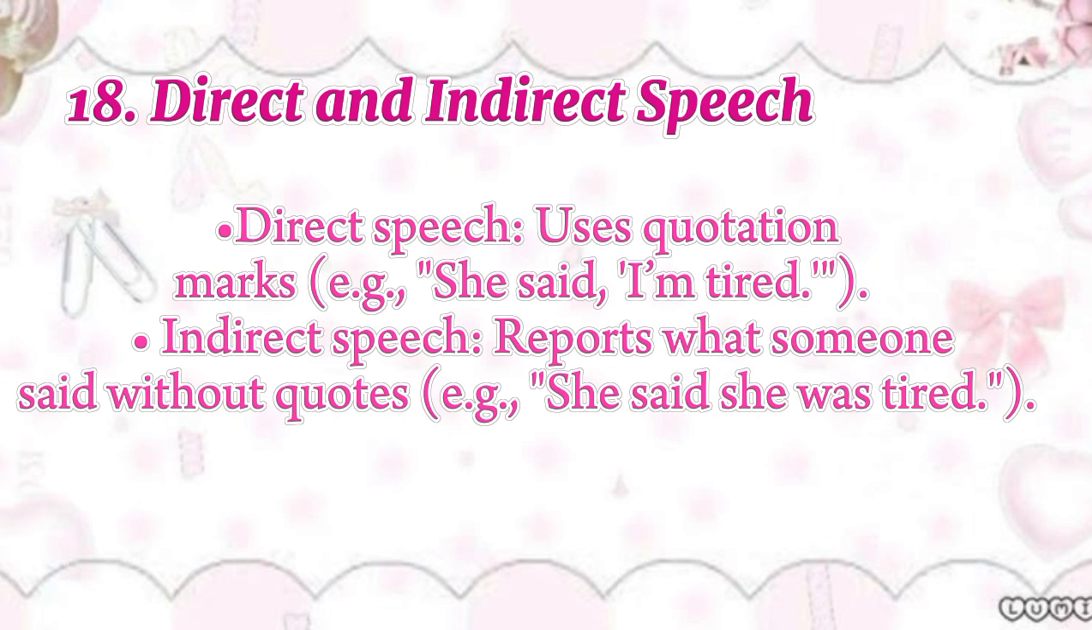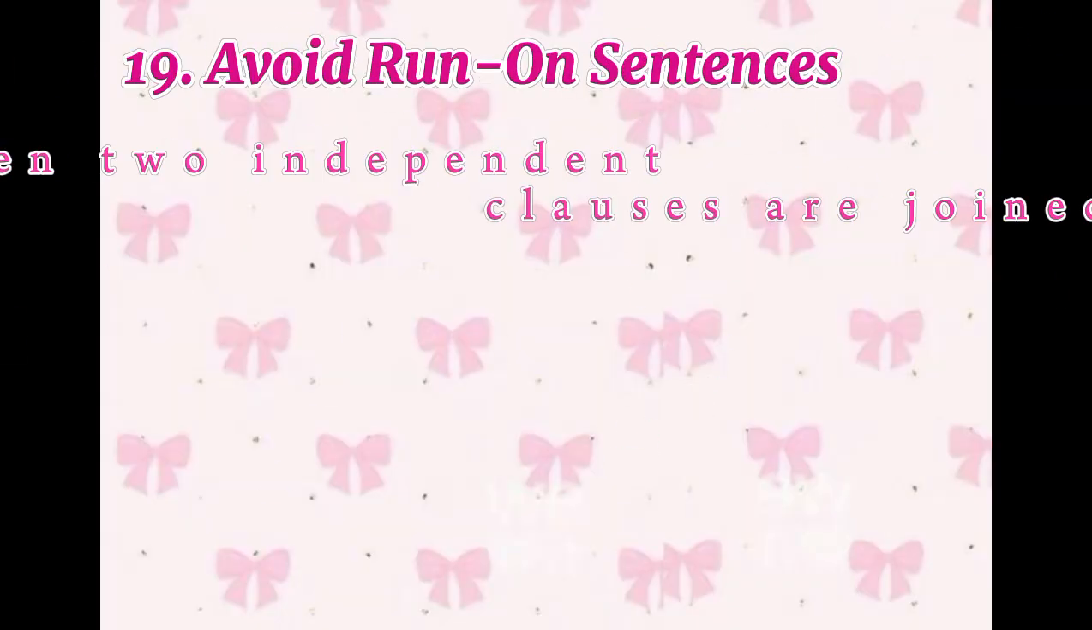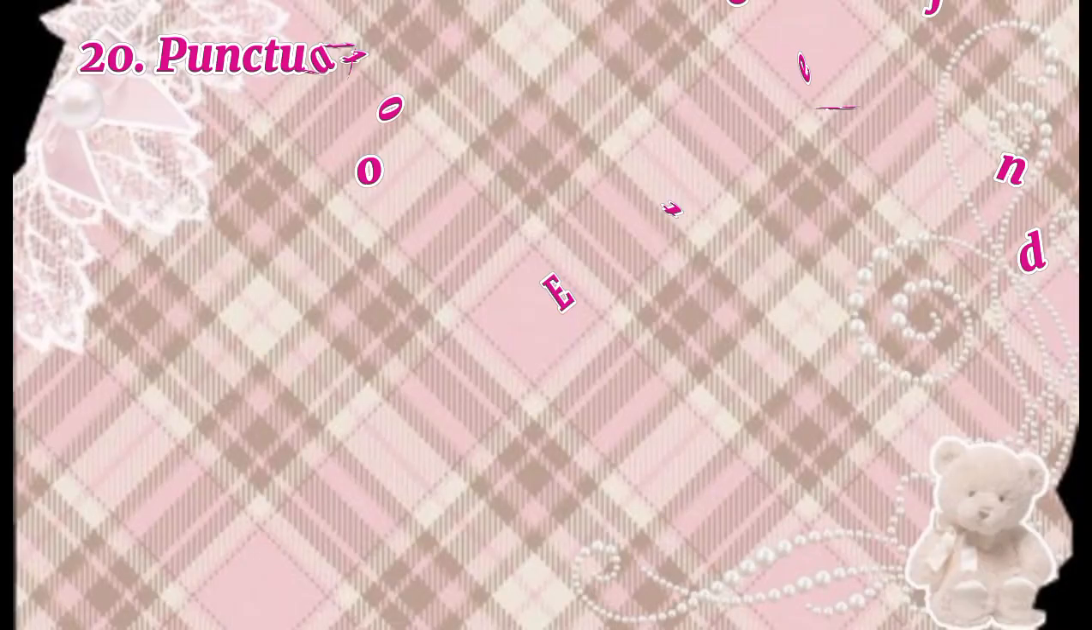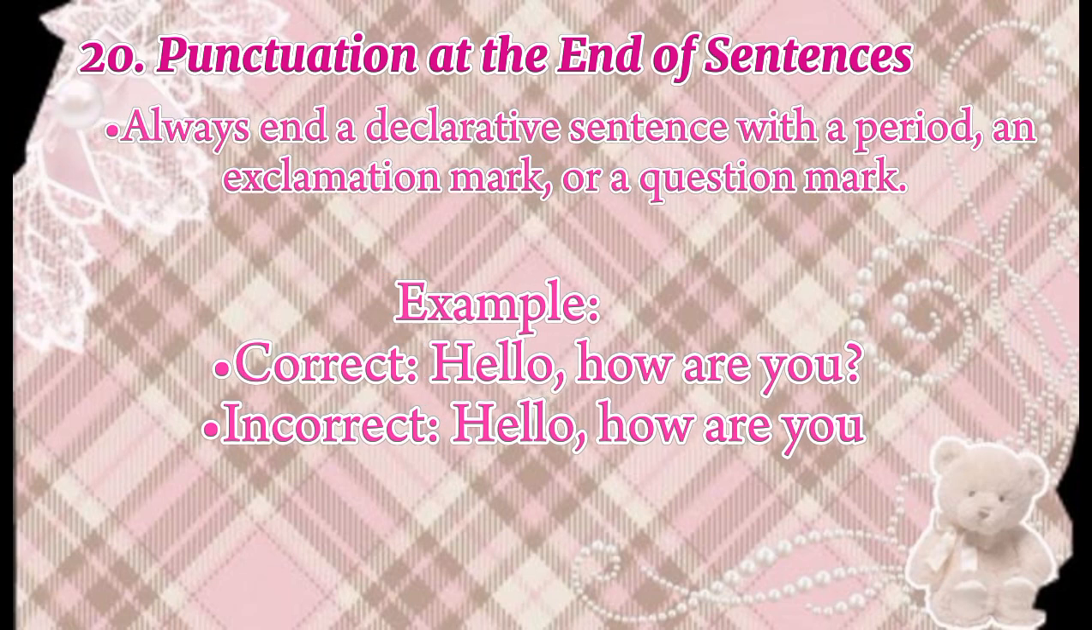The 19th rule is avoid run-on sentences, meaning a run-on sentence occurs when two independent clauses are joined without proper punctuation. For example, the correct sentence is I went to the store and bought milk. The incorrect sentence is I went to the store and bought milk. There was no comma.